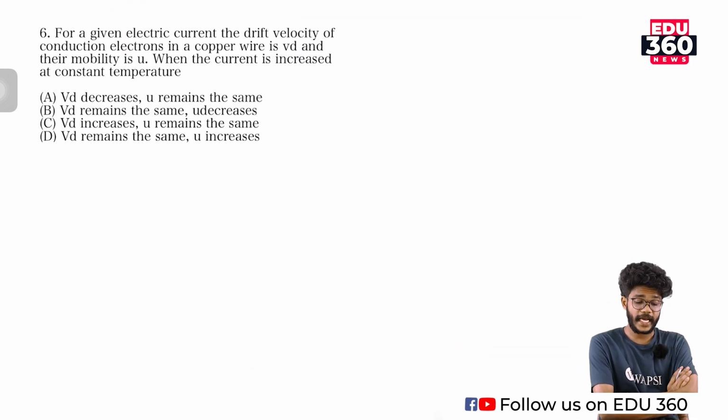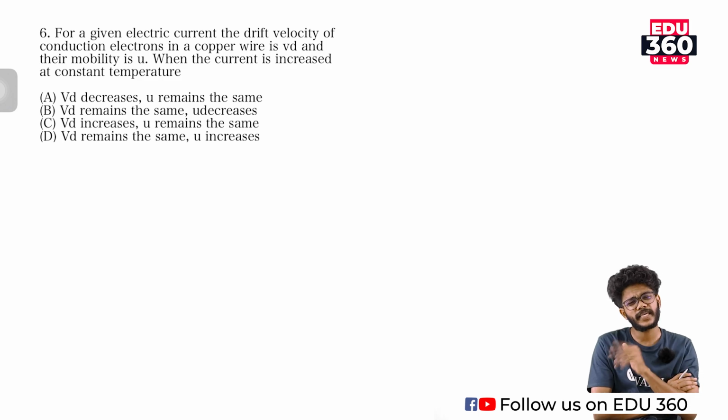For a given electric current, the drift velocity of conduction electrons in a copper wire is Vd. Vd is the drift velocity and their mobility is U. In a textbook the mobility is represented by mu. Here the mobility is represented by U. When the current is increased at a constant temperature, that means the current gets increased. What is meant by current? Current is the rate of flow of charge in a given interval of time. That means when the flow of charge increases, the current gets increased.